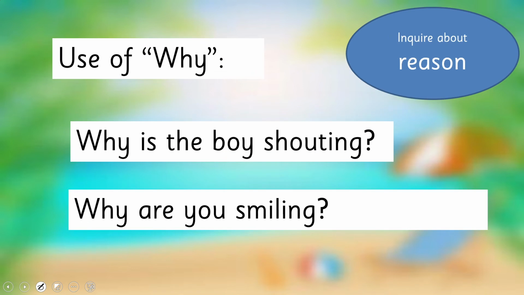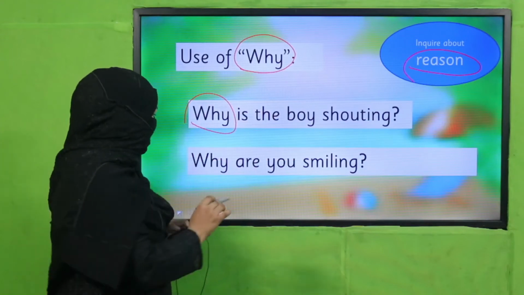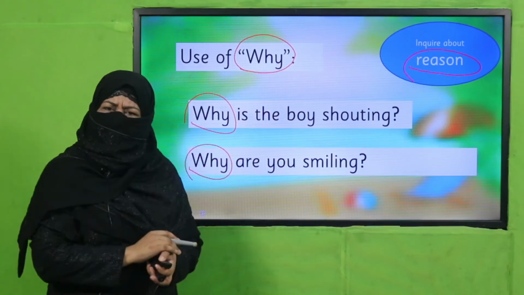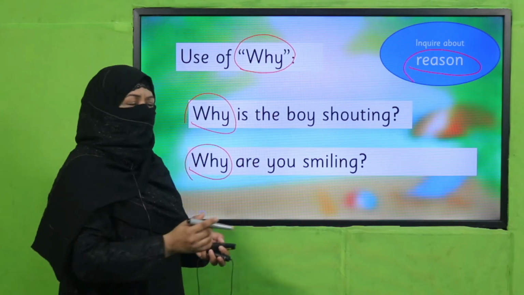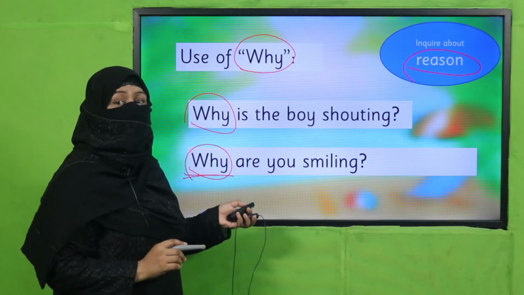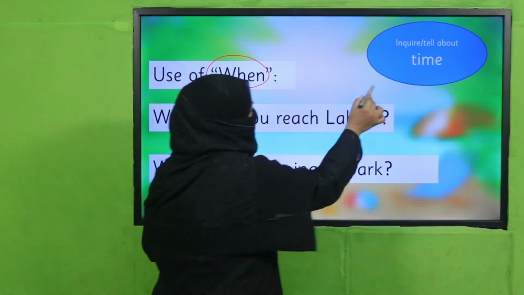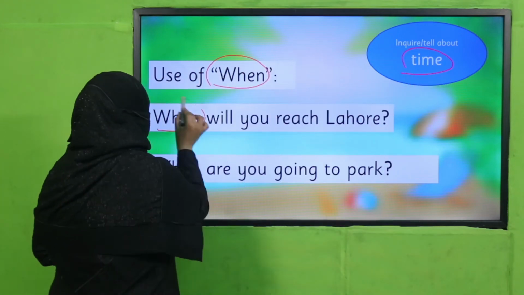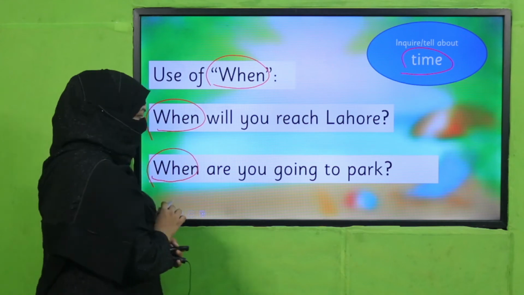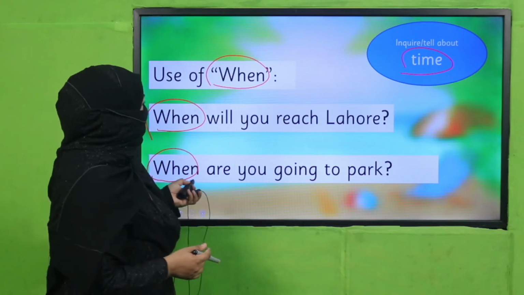Right? And we use why when we want to ask or inquire about the reason. Why is the boy shouting? So what is the reason for the boy to shout? Right? Why are you smiling? I'm happy. All right. So beta, when we want to ask or inquire about the reason, we use the question word why. We use when when we want to ask about time. When will you reach Lahore? When are you going to the park? It means by what time you are leaving or going to the park. Okay? All right.